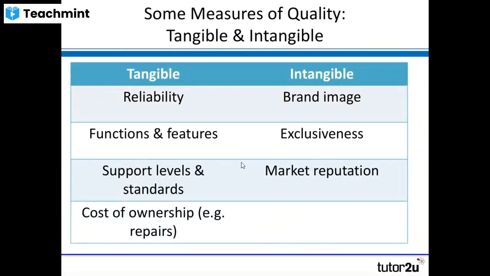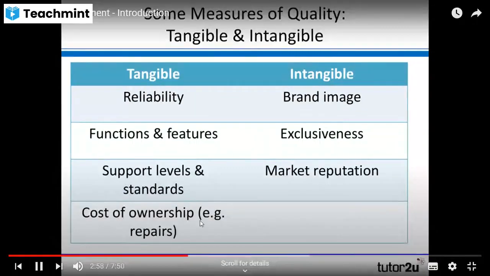But of course, on the right-hand side there are some really important intangible, judgmental or qualitative measures of quality. For example, exclusiveness. Is this a product that's really hard to get hold of or priced in such a way that most of us can't afford? Does this product have a high market reputation, perhaps measured by the many online systems for measuring customer feedback, such as TripAdvisor? Does the product have a strong brand image, strong brand awareness and customer reputation?